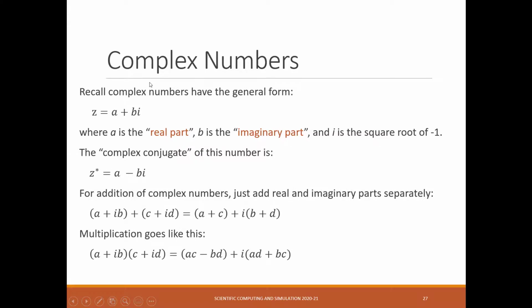Before discussing the complex DFT, I want to recap complex numbers. A complex number, as you know, is a number that can be expressed in the form a plus bi. a and b are real numbers, and i is the square root of -1. Here we can see how to add and multiply two complex numbers.